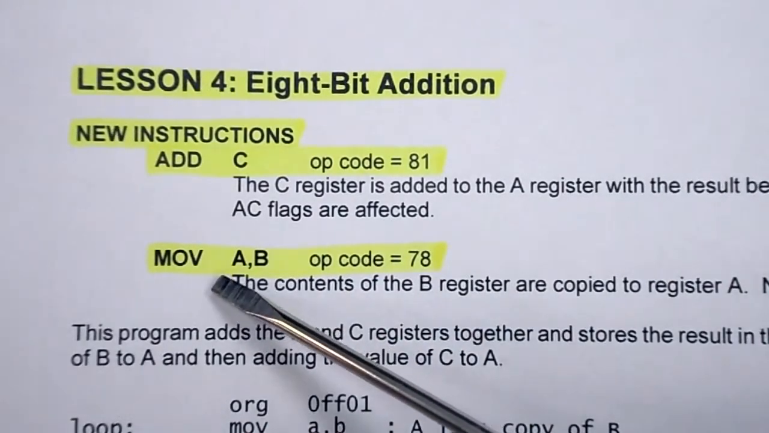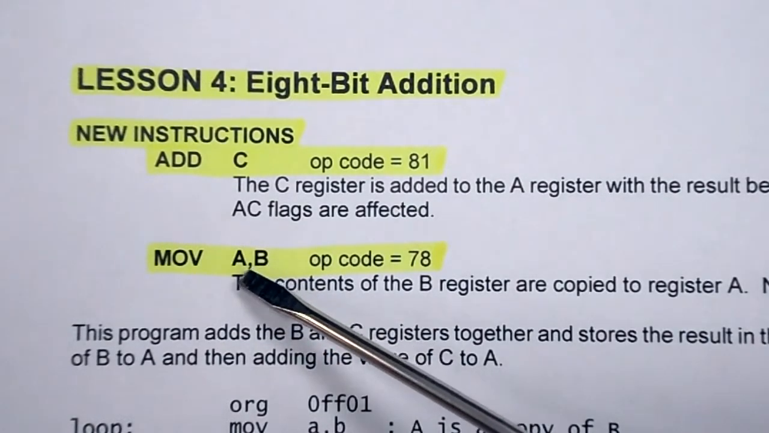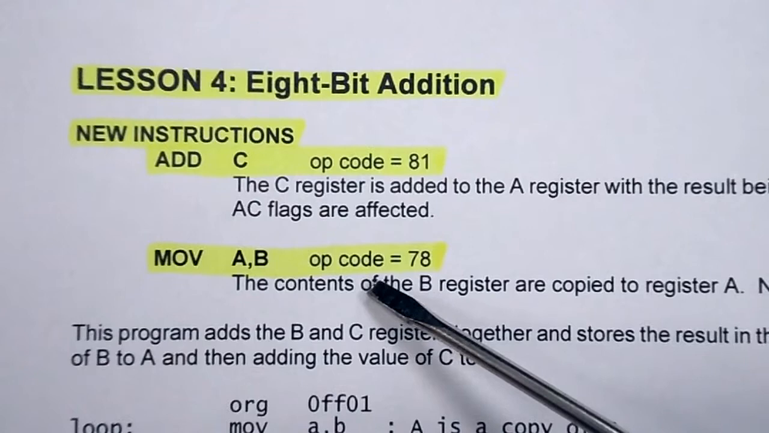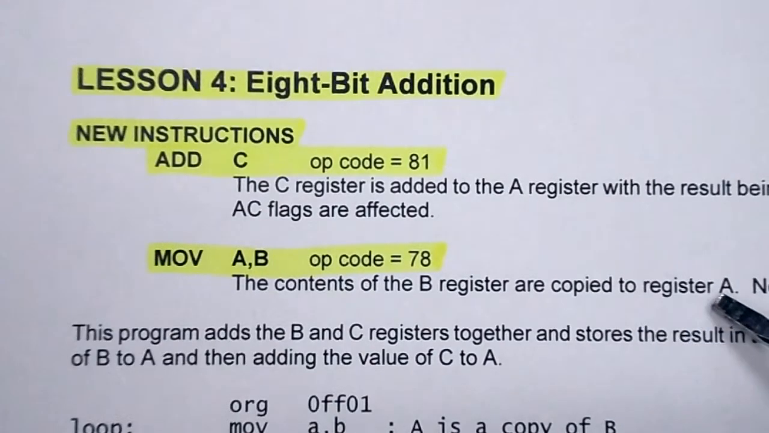We're also going to use the move command. We've seen the move command before, but now we're going to move B into A, and its opcode is 78, and the contents of the B register are copied to the A register. No flags are affected. So this is the first lesson where we've actually affected some of the flags in the flag register.